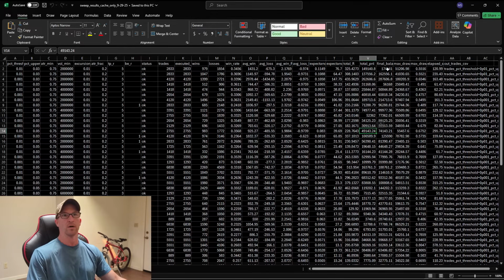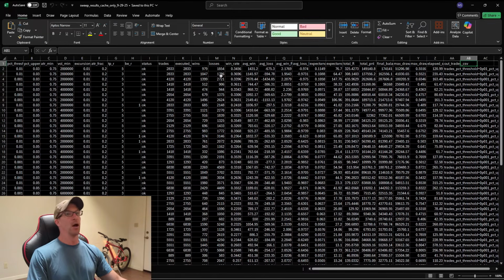Just taking a quick glance here, you can see there's at least one that was a little better than that total P&L wise, but it's just the way it works out. And then max drawdown in dollar amount, 51,000 max drawdown there, and you can see the top couple here, anywhere from 50 to 65%. It's a pretty big max drawdown.